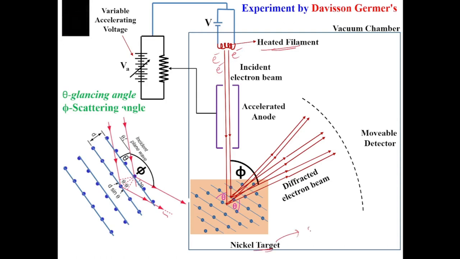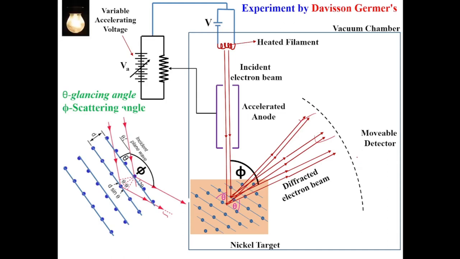Nickel means a nickel crystal, in which atomic planes are there. These are the atomic planes we discussed in our previous slide. When these electrons with various energies are incident, the electrons are diffracted in all directions. This is the accelerating voltage I discussed. Here this one is your glancing angle theta and this is your diffracted angle. So when the electron is incident on the nickel crystal, it will be diffracted or scattered at various angles like this.